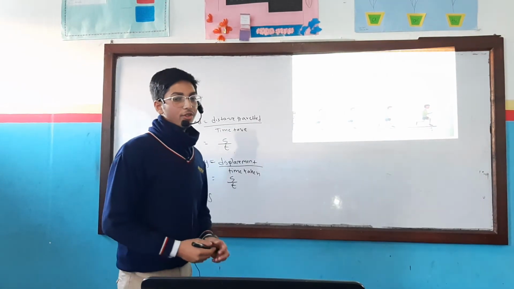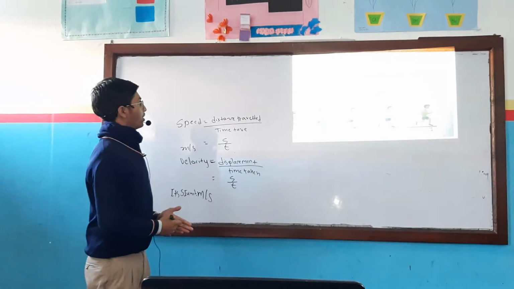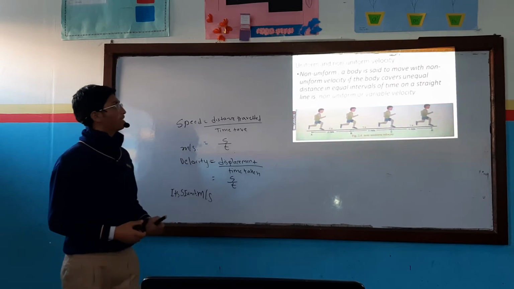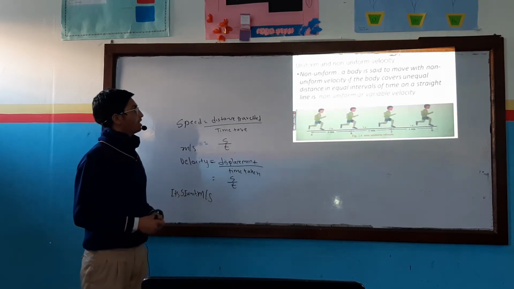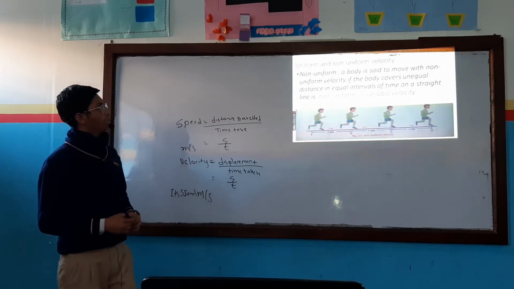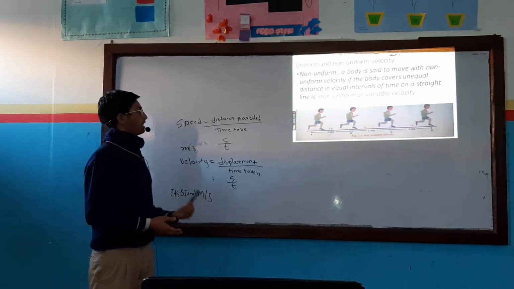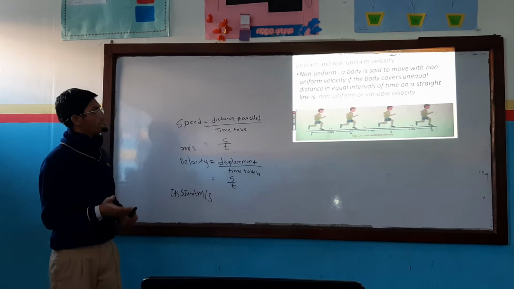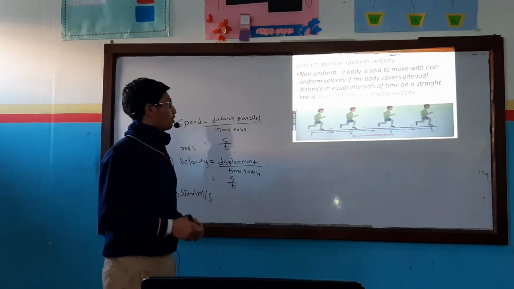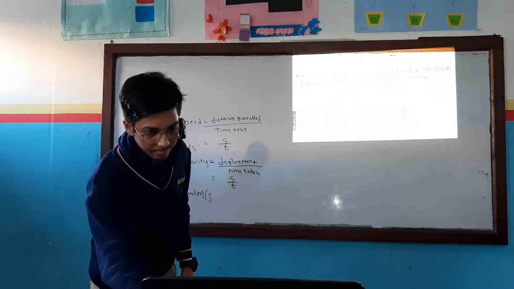Likewise, our next topic is uniform and non-uniform velocity. A body moves with non-uniform velocity if the body covers unequal distance in each interval of time. Then the body is known as having non-uniform velocity, and it can also be known as variable velocity.